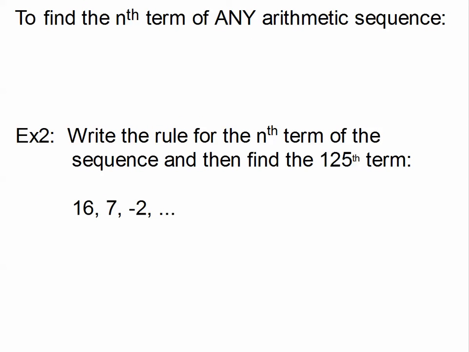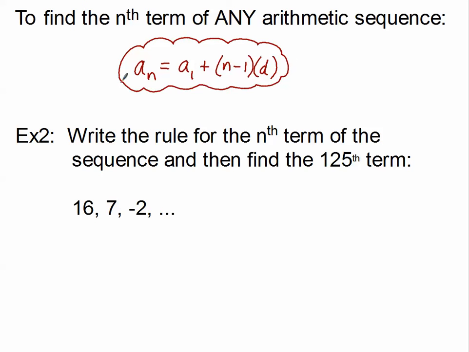There's the first of 2 formulas today, which is the formula to find the nth term, any term of any arithmetic sequence. The nth term will always be the first term, a sub 1, plus the number of terms take away 1 times d, the common difference. And this is the first of the 2 formulas we're going to look at in this tutorial.